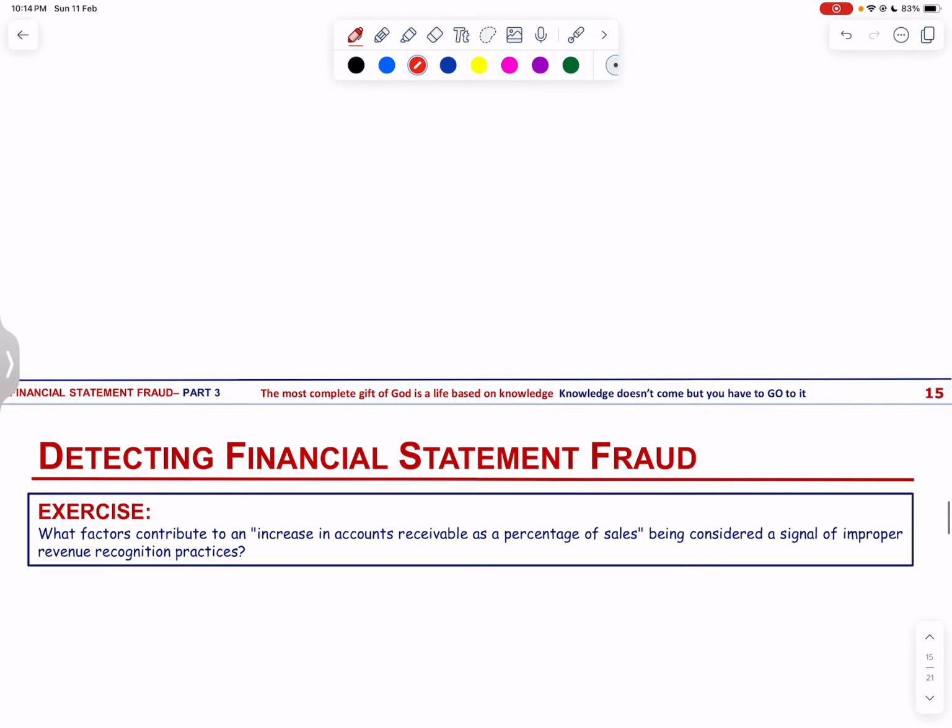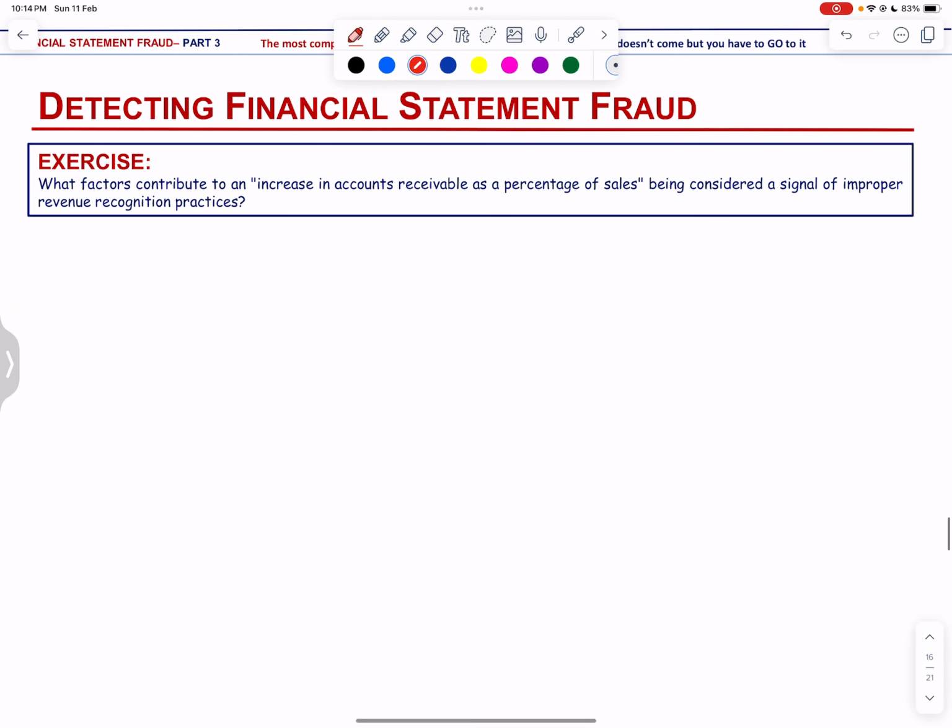Okay. So, what factors contribute to an increase in accounts receivable as a percentage of sales being considered a signal of improper revenue recognition practices? Now, the increase in the accounts receivable as a percentage of sales ratio suggests that recorded sales are growing at a quicker rate compared to receipts from customers.